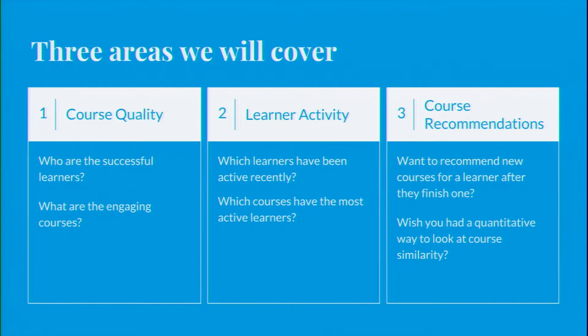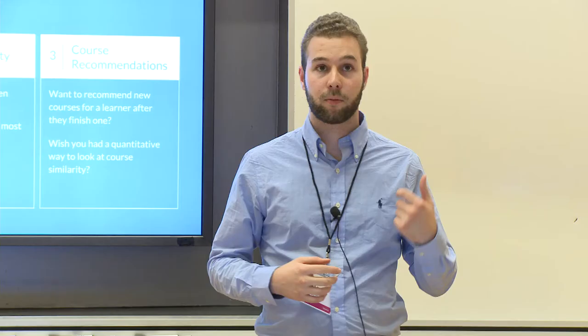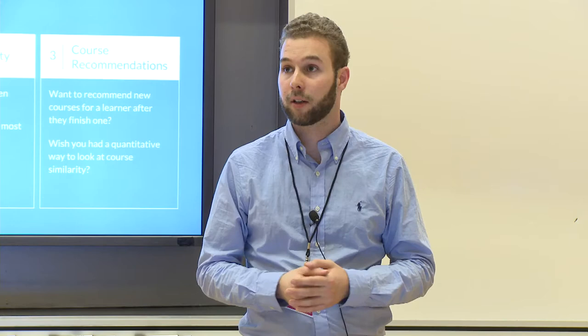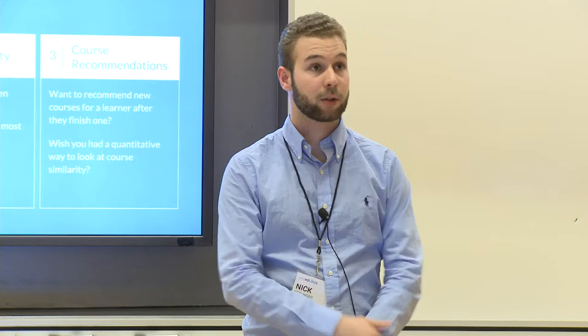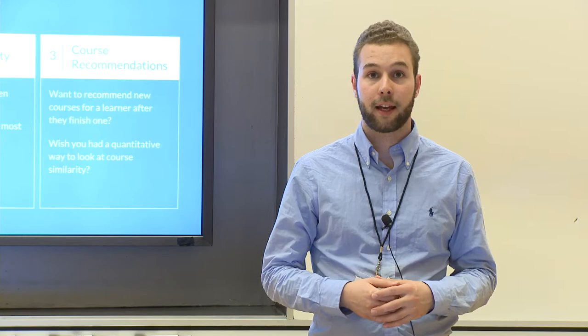The second piece is learner activity. We're going to think about who's an active learner, who's not an active learner, who's recently been around and who's not. Then we can look at, on a course level, which courses are engaging and have a lot of users learning right now, and which ones don't have a lot of learners hanging out at the time. And then the third area is course recommendations. I will show you how to recommend a new course for a learner and how to look at one course and find out what other courses might be similar to that course.